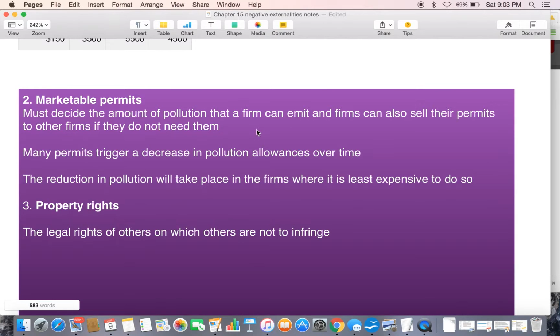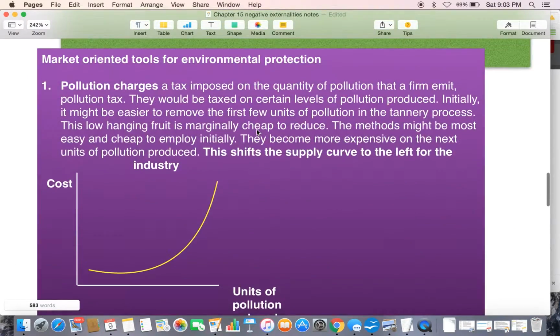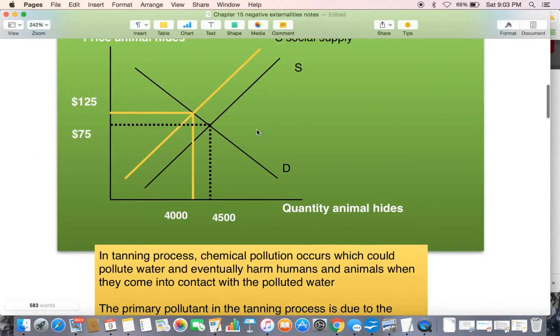And by reducing or eliminating that negative externality, we eliminate the market failure, which would cause us to actually produce an efficient quantity supplied and demanded at an efficient price.